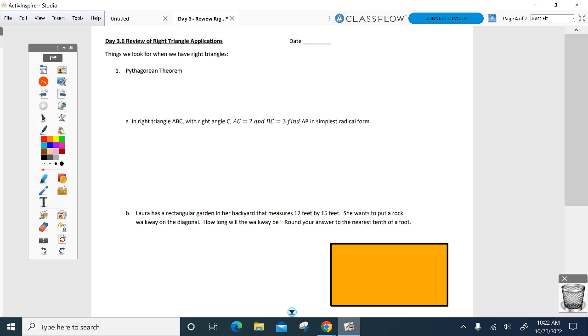So today's going to be Pythagorean theorem. Tomorrow's going to be sine, cosine, tangent, SOHCAHTOA. We got to review those two concepts if we're going to be successful in the second half of the unit. So let's go right now. Pythagorean theorem. Let's jump right in.